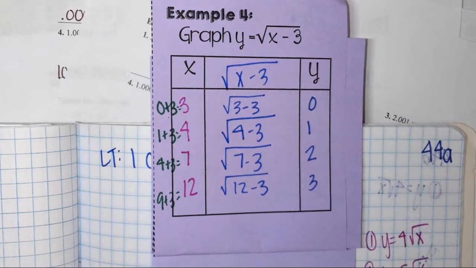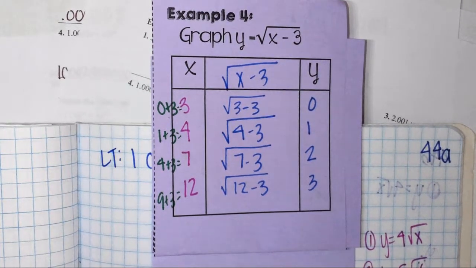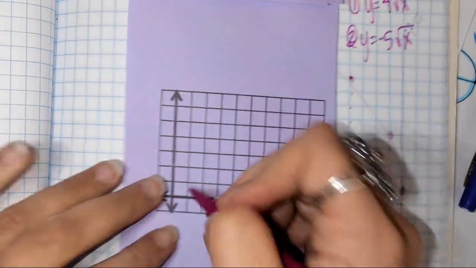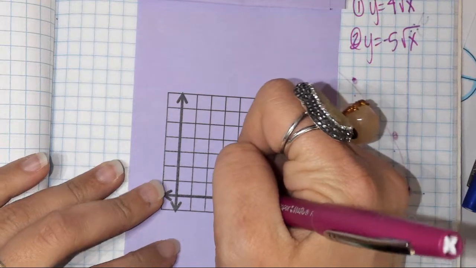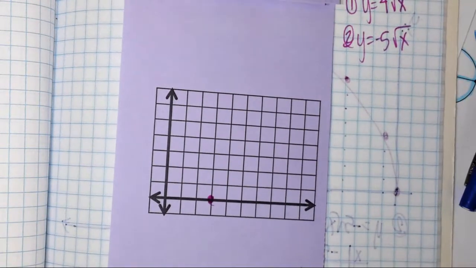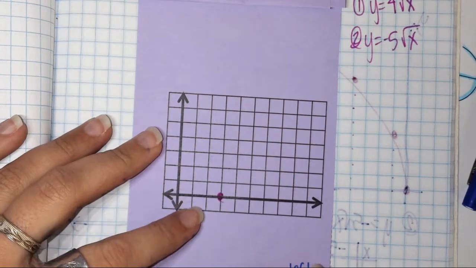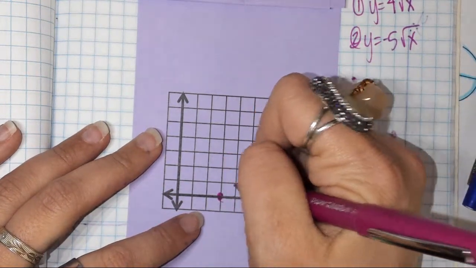Okay, so now, are we starting at 0, 0 this time? No. Where do we start at? 3, 0. So on my graph, I'm going to go right 3. I don't go up or down any. And then what do I plot? 4, 1.